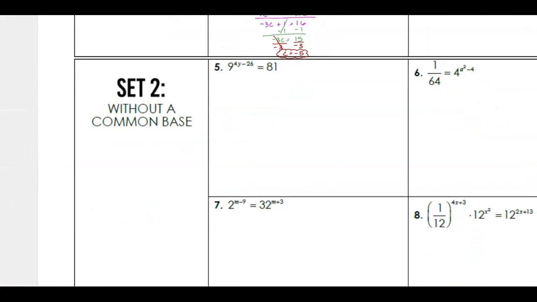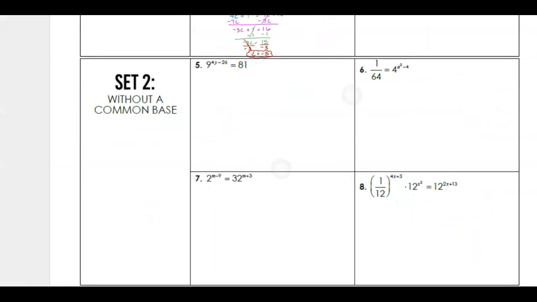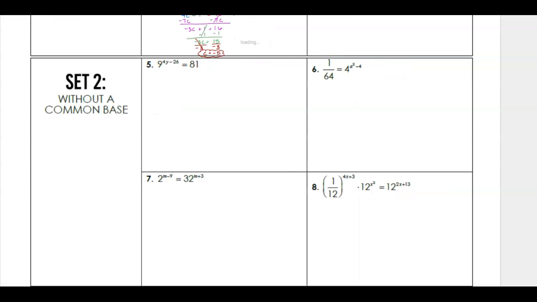I've decided I'm going to skip set 2 because all of those, well, should I? I don't think you're going to have something quite like this on your test, so we're going to skip this.